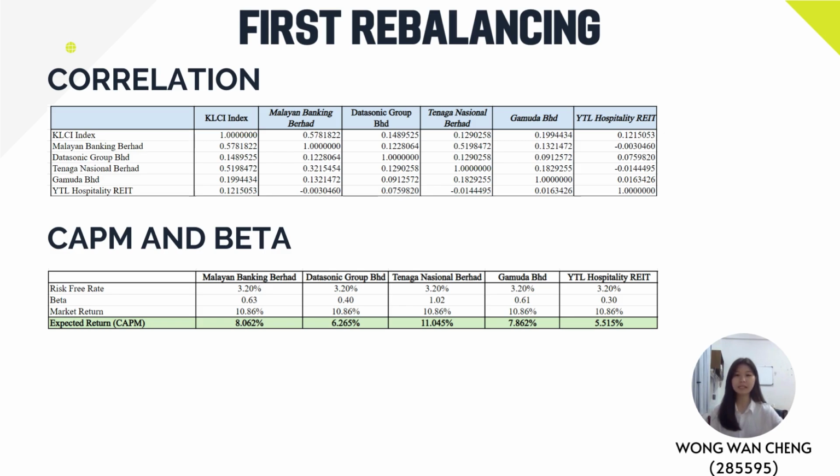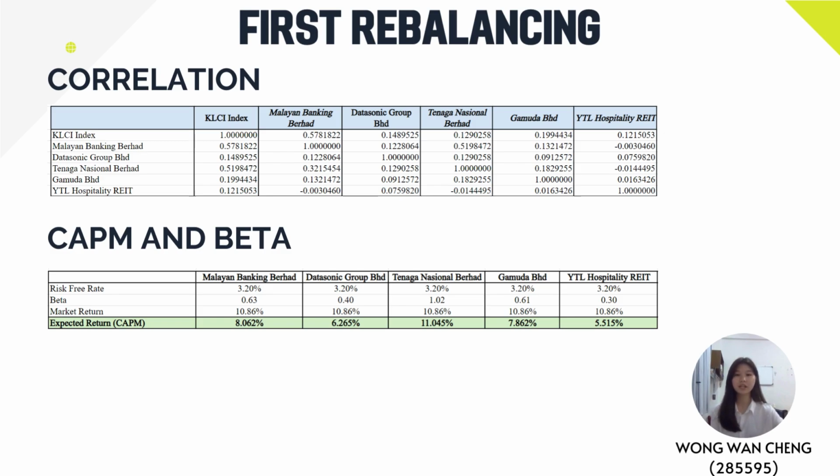For the first rebalancing, Malayan Banking, Datasonic, TMB, and Gamuda are still included in our portfolio. However, IOI Corporation is replaced by YTL Hospitality REIT. This is because IOI has recorded the lowest return in the initial portfolio.